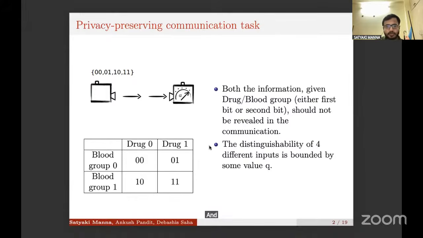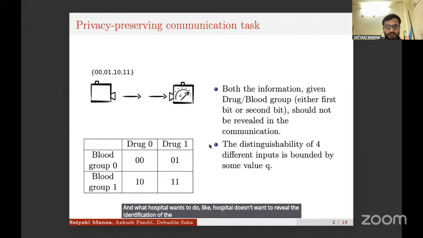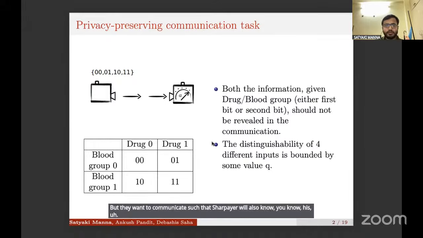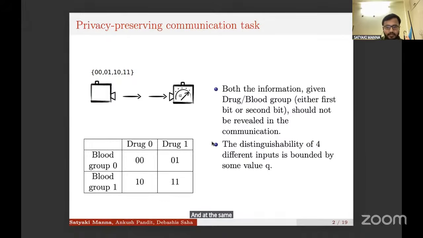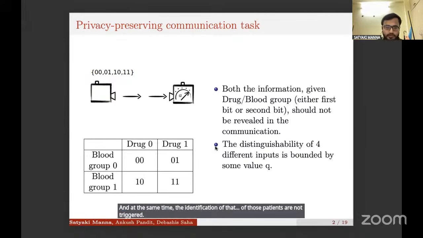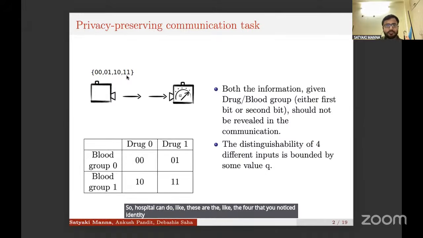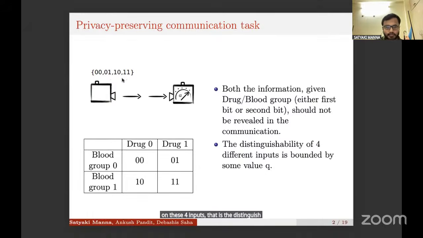And what the hospital wants is that it doesn't want to reveal the identification of any patient, but they want to communicate such that the surveyor will know what they want, and at the same time the identification of those patients is not revealed. So what the hospital can do, these are the 4 inputs that denote the patient's identity. And they will put a constraint on the identity of the patients, that is on these 4 inputs, that is the distinguishability of these 4 inputs.